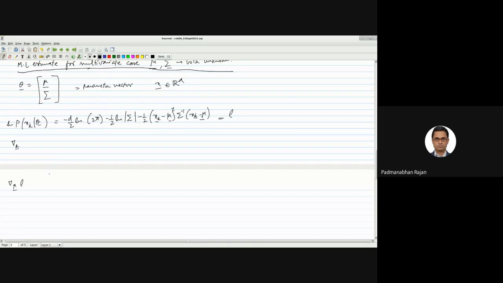And if I do it for all the values, the sum for k goes from 1 to n of minus half, and I have to apply the derivative to this: minus half xk minus mu transpose sigma inverse xk minus mu. So the summation is also there.